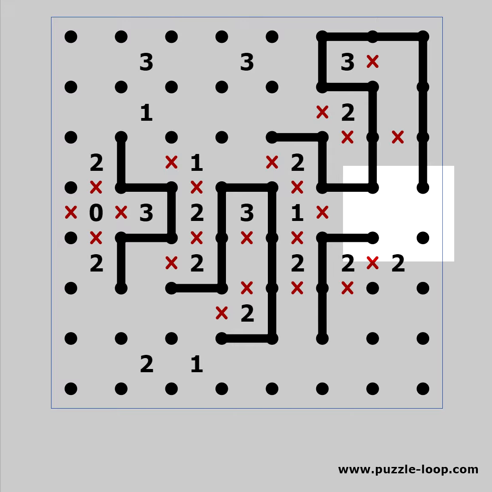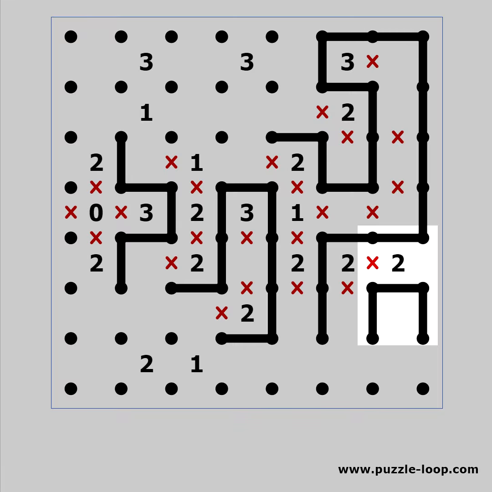Take a look at this area. Lines here, and here are not allowed. These two ends can only be continued like this. This joins the two segments together. This 2 is now easy to solve. Both ends of this segment can only be continued downwards.